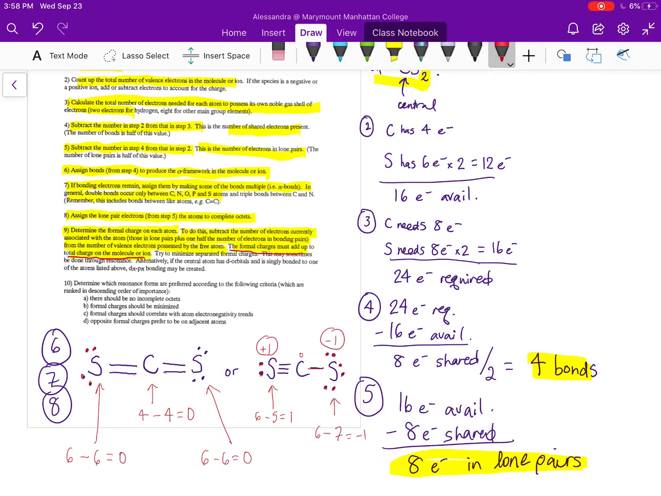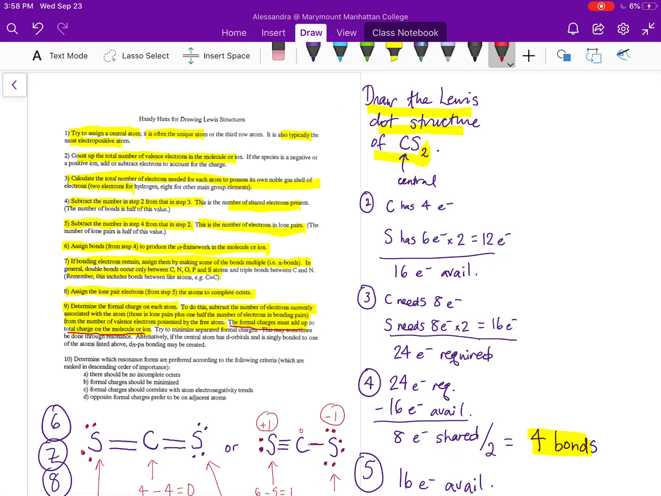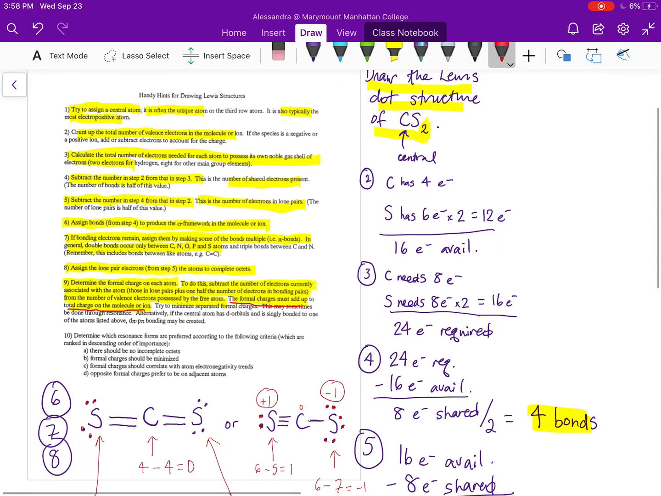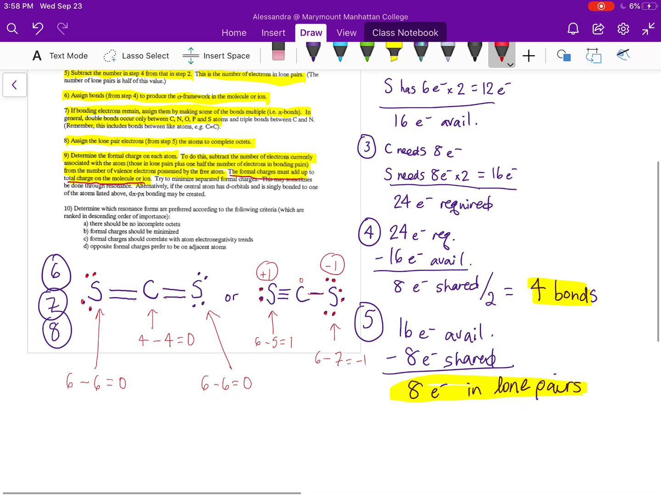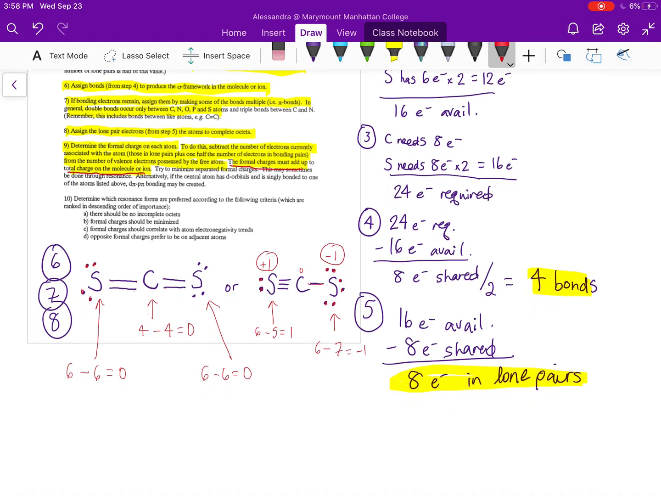All right, so I want to pick up where we left off with the carbon disulfide molecule. We had drawn two possible Lewis structures for the molecule, and we had calculated the formal charge on each atom. So basically, we had gone through steps 1 through 9 on the handy hints for drawing Lewis dot structures. So now we have to figure out, are both of these structures legitimate? Is one of them better than the other?